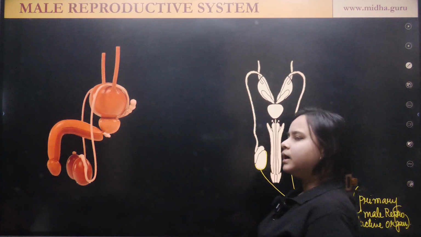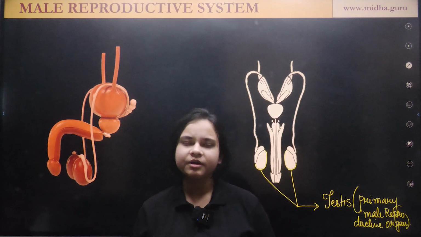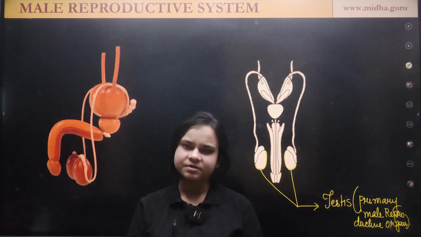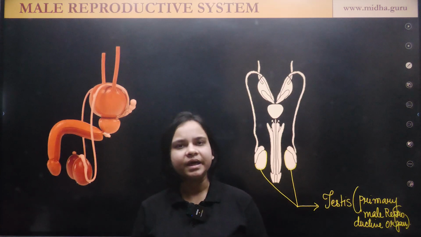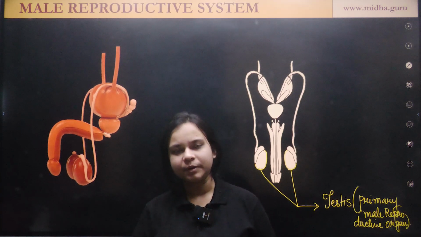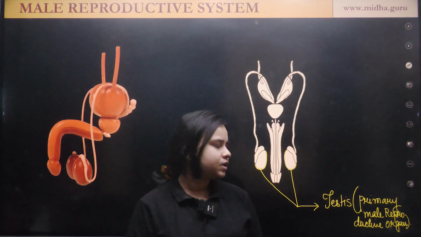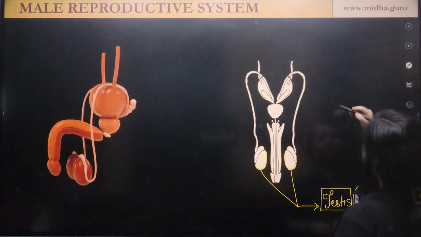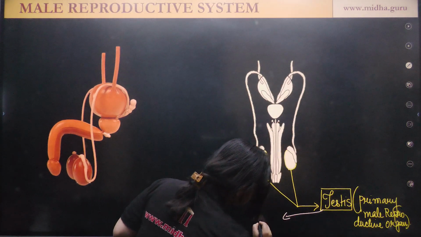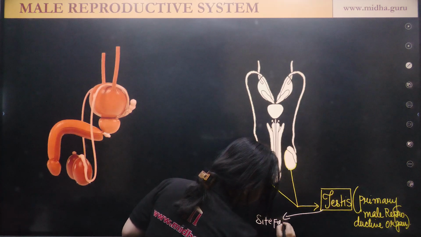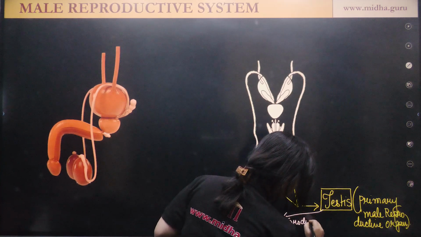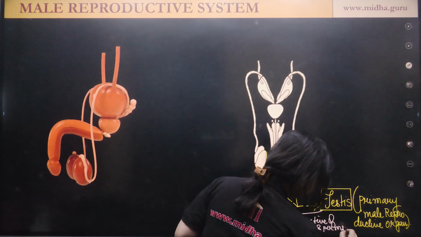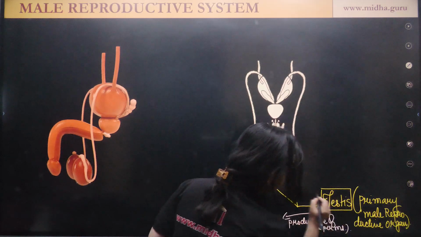Now let's recall what we have studied in the female reproductive system: the production and the maturation of the ovum take place at the same site, that is the ovaries. But in males, the production and the maturation of sperm take place at different sites. The testis basically produces the sperm. This is the site for production of sperms.